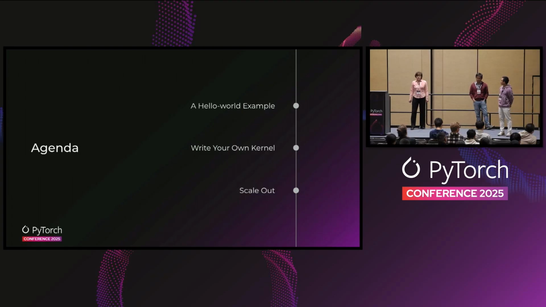The agenda of our talk today: a simple example of how you can use existing kernels in PyTorch symmetric memory. Then we'll move on to how you can write your own kernels with symmetric memory. And finally, we'll touch upon going to a larger scale than just the intranode or NVLink domain.